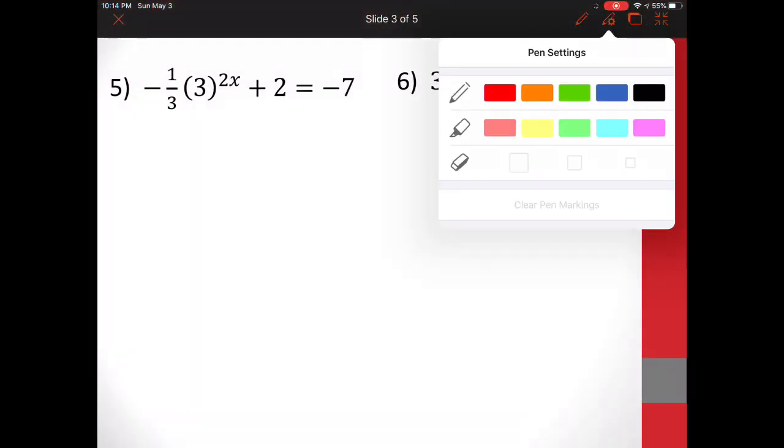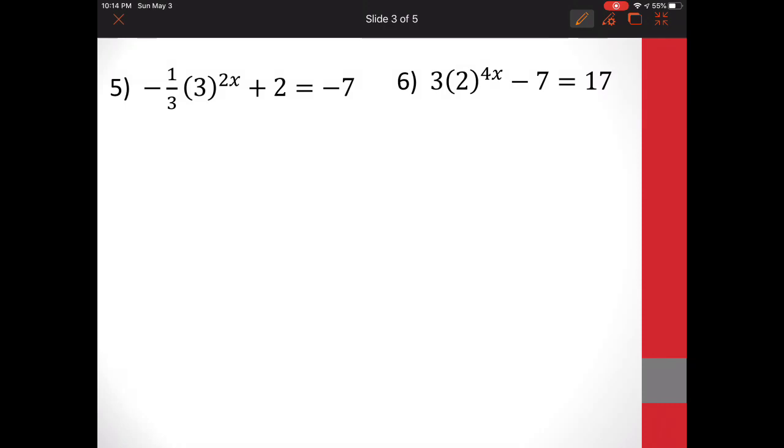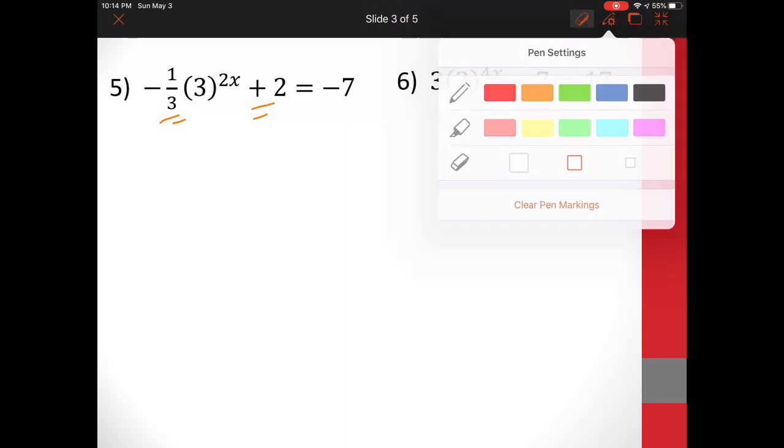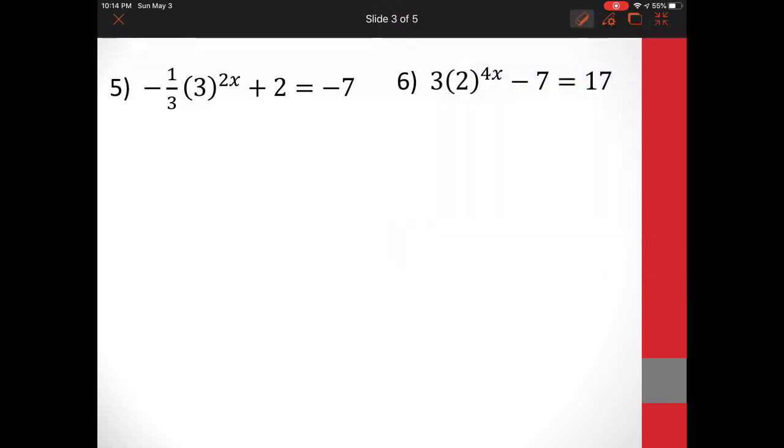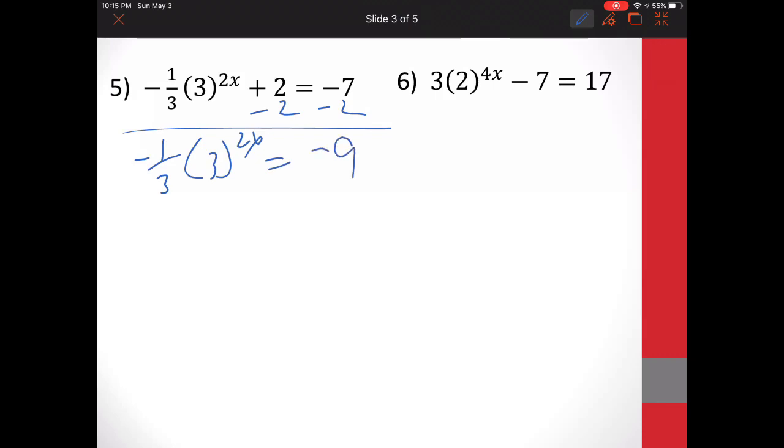All right. So here, before you can change the base on this particular one, you have to get rid of all the stuff that is around it. So we're going to do that first, and then what you're going to have is just bases. That's what you're looking for. You're just looking for bases. So we'll start by subtracting 2. You get negative 1/3, 3 to the 2x equals negative 9. And now here you're going to multiply by negative 3. That's how you get rid of the fraction. And you get 3 to the 2x equals 27.